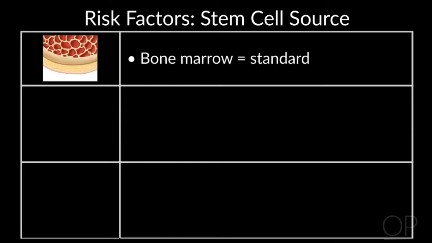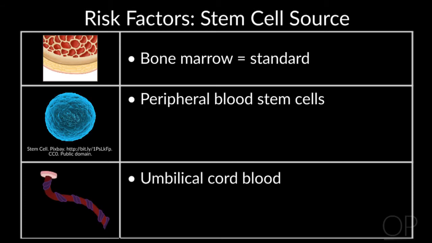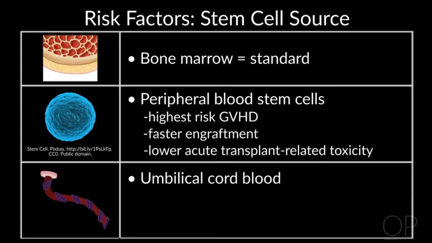Bone marrow is the standard, so peripheral blood and umbilical cord are compared to bone marrow. Peripheral blood stem cells, to recap, have the highest risk of graft-versus-host disease. This is primarily because they have the greatest T cell load and are the most immunologically mature of the stem cell sources. This is balanced by the faster engraftment and potentially lower acute transplant-related toxicities. Umbilical cord blood has the lowest incidence of graft-versus-host disease due to the immunologic naivete of the cells. You can tolerate a much greater mismatch of a donor.